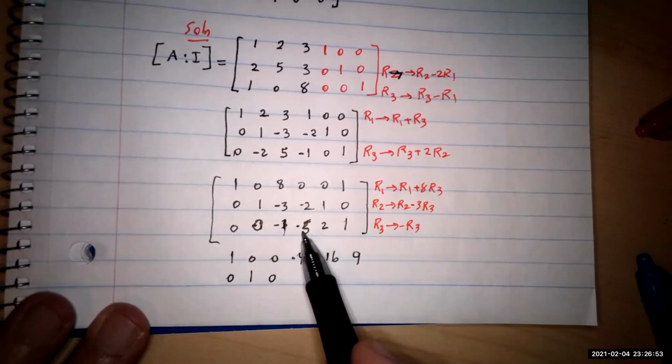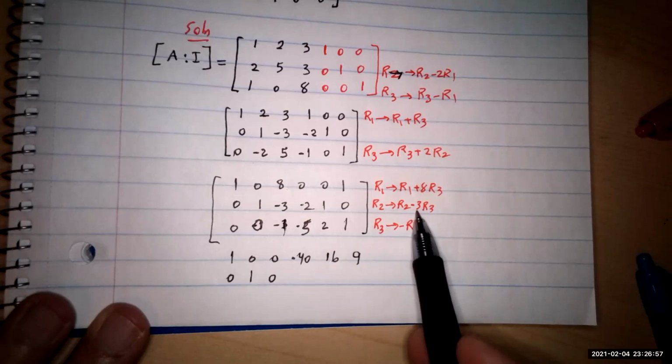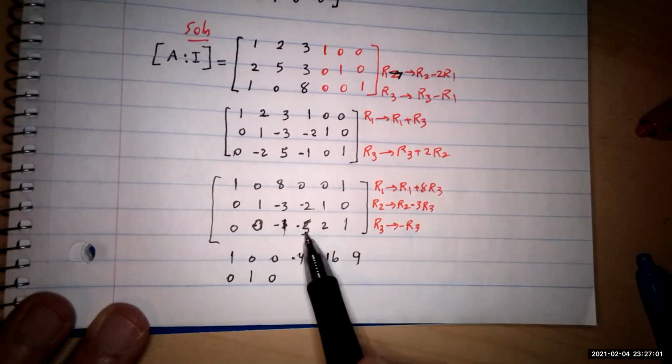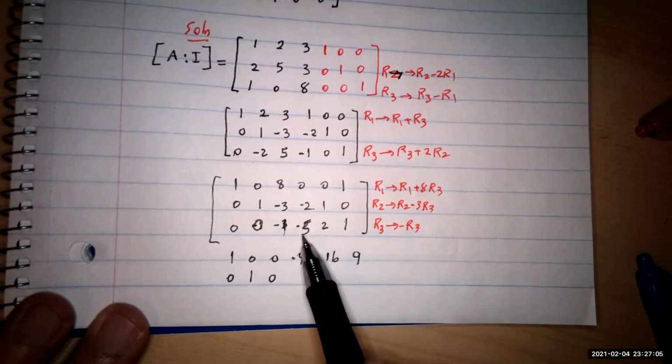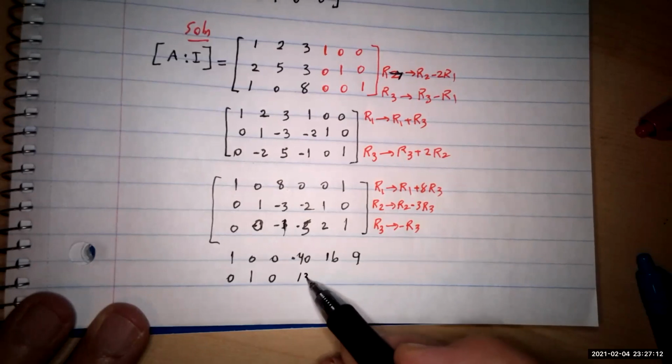Okay, so I check it again. This is negative 3R3. 3R3, that gives us a positive 15. Okay, negative 3 times negative 5 would be, so that gives you 13. Okay, so that gives you 13.